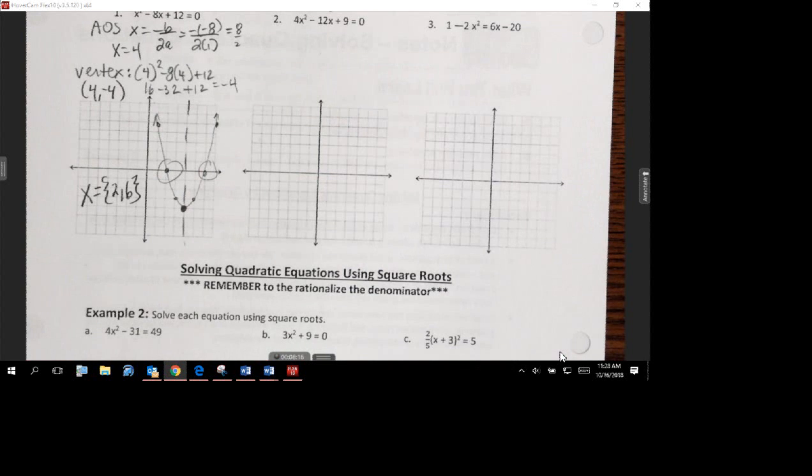And you can choose which one you want to do. If you want to do negative b over 2a and graph the AOS and find the vertex and figure out the stretch and graph it, or if you'd like to try to factor it, I'd like you to try something. The goal is let's find the x-intercepts, because that x value is going to be the answer.